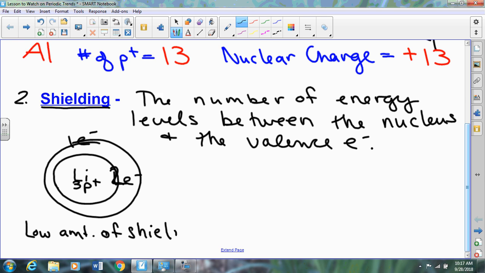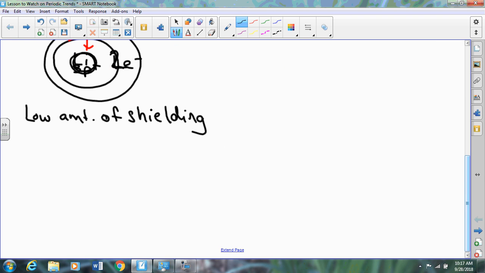The reason it would be a low amount of shielding is because between the nucleus and the valence electron there's not much distance, and there's only one layer. You're probably saying, well, Miss Scott, how can that be just a little bit? Well, now we're going to take the example of cesium, and cesium has 55 protons.